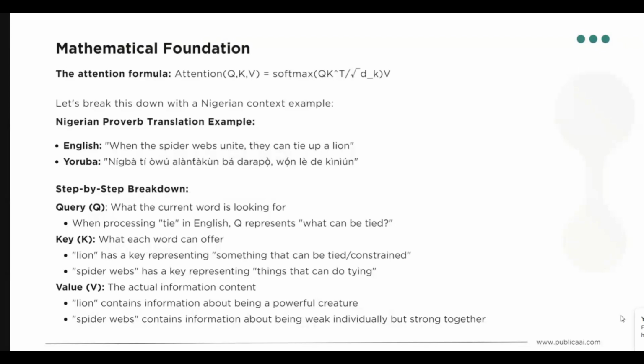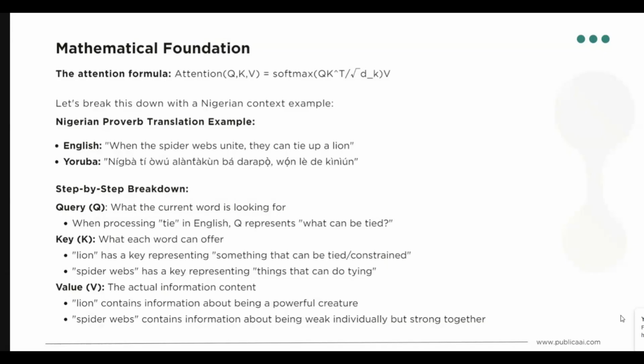Then it is passed into the activation function as Q multiplied by K, divided by the square root of d, multiplied by the value vector.